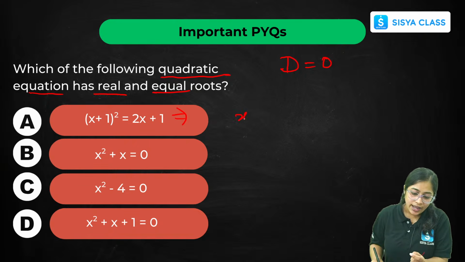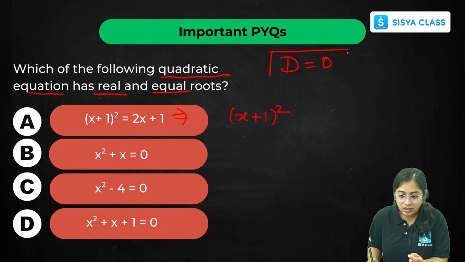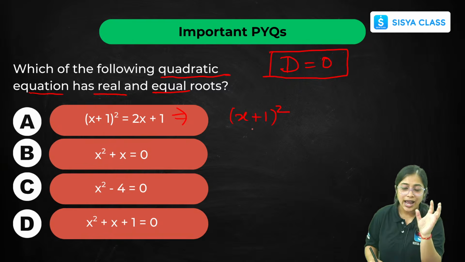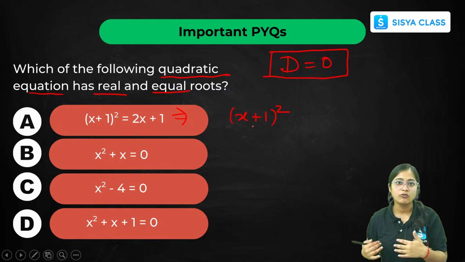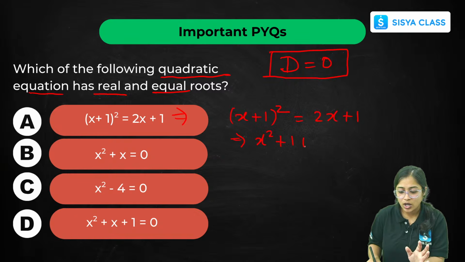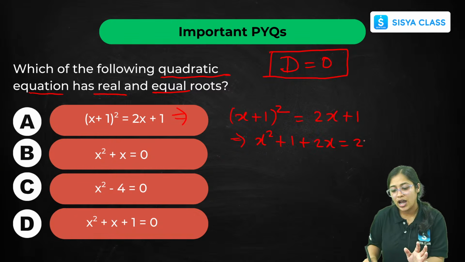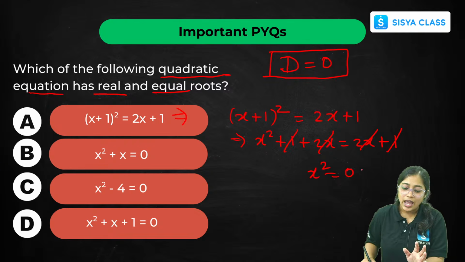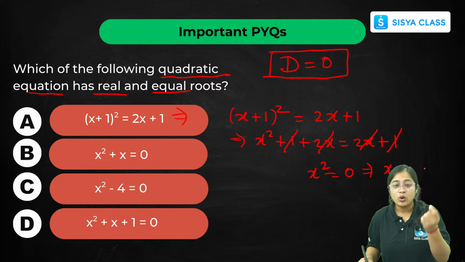So what is here? It is x plus 1 whole square. I am simplifying it to get the value of x. So it is x plus 1 whole square equal to 2x plus 1. Just simplify it. You will get x square plus 1 plus 2x equal to 2x plus 1. Now you can cancel 1 with 1, 2x with 2x, and you will get x square equal to 0. And the value of x is 0 and 0, right?